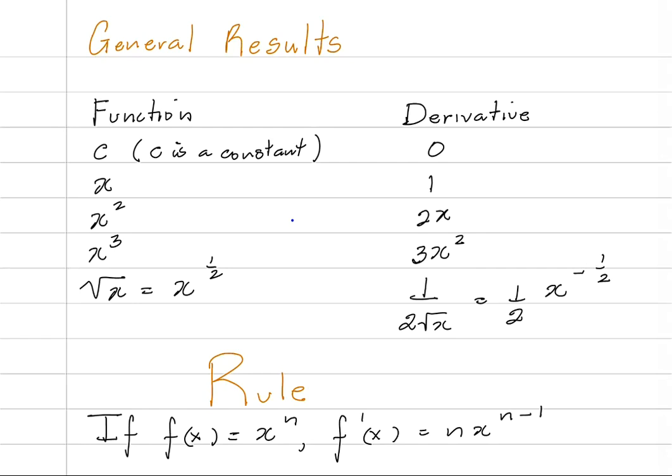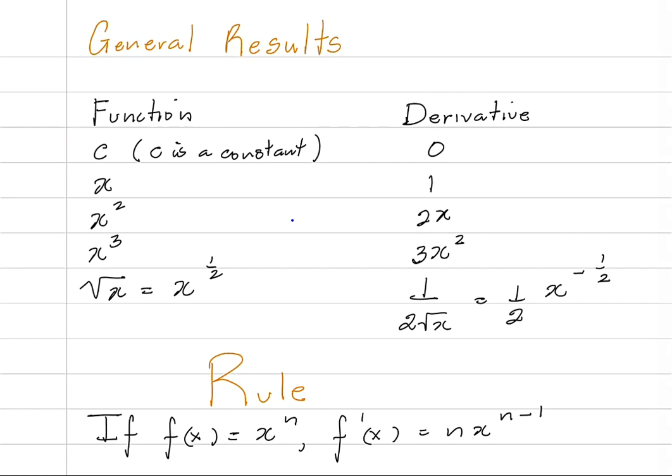All right, from the previous section, we obtained the following general results. Remember, previously we differentiated by first principle, or by using the definition. We differentiated f of x is equal to c, and we got 0. When we differentiated x using first principle, we got 1.